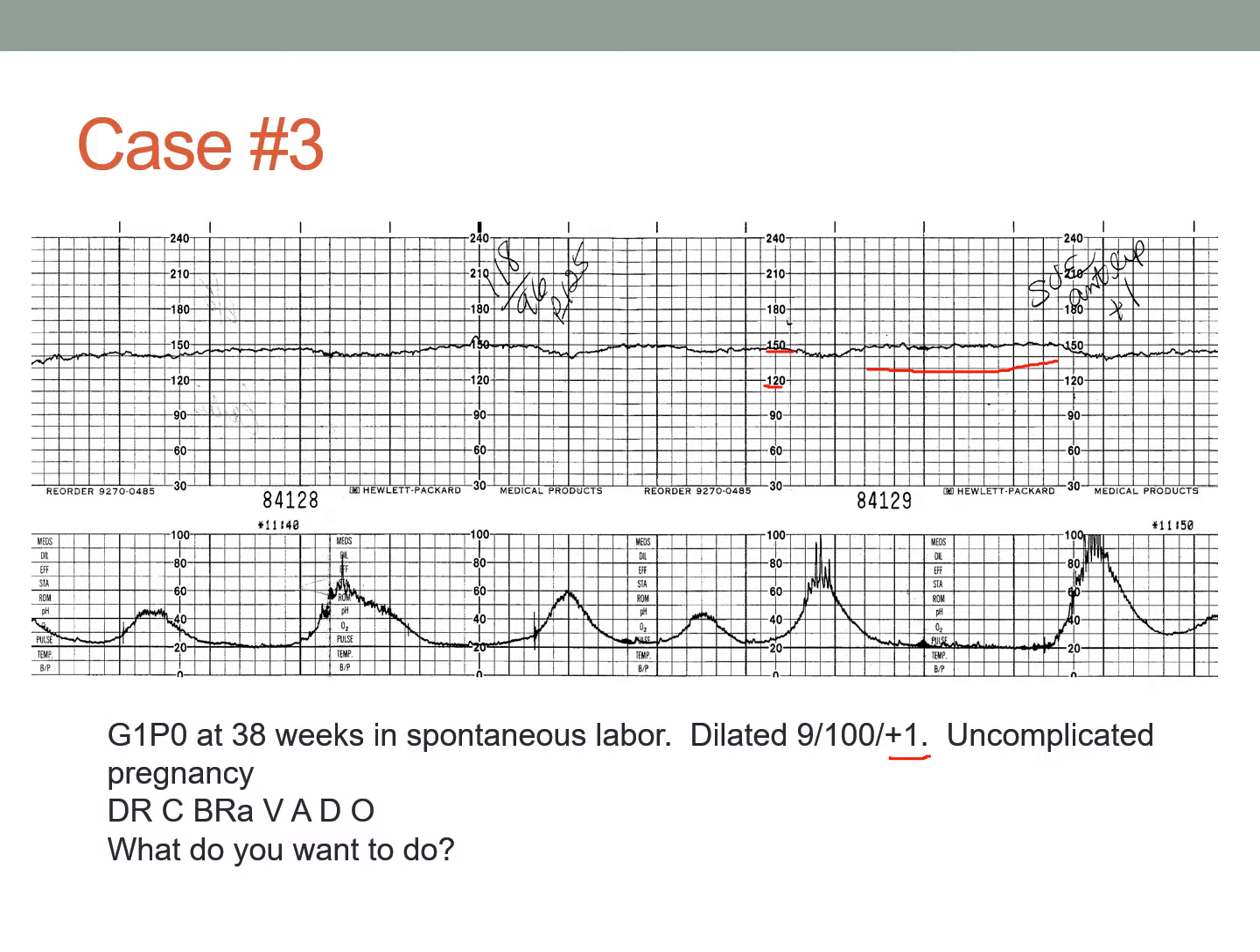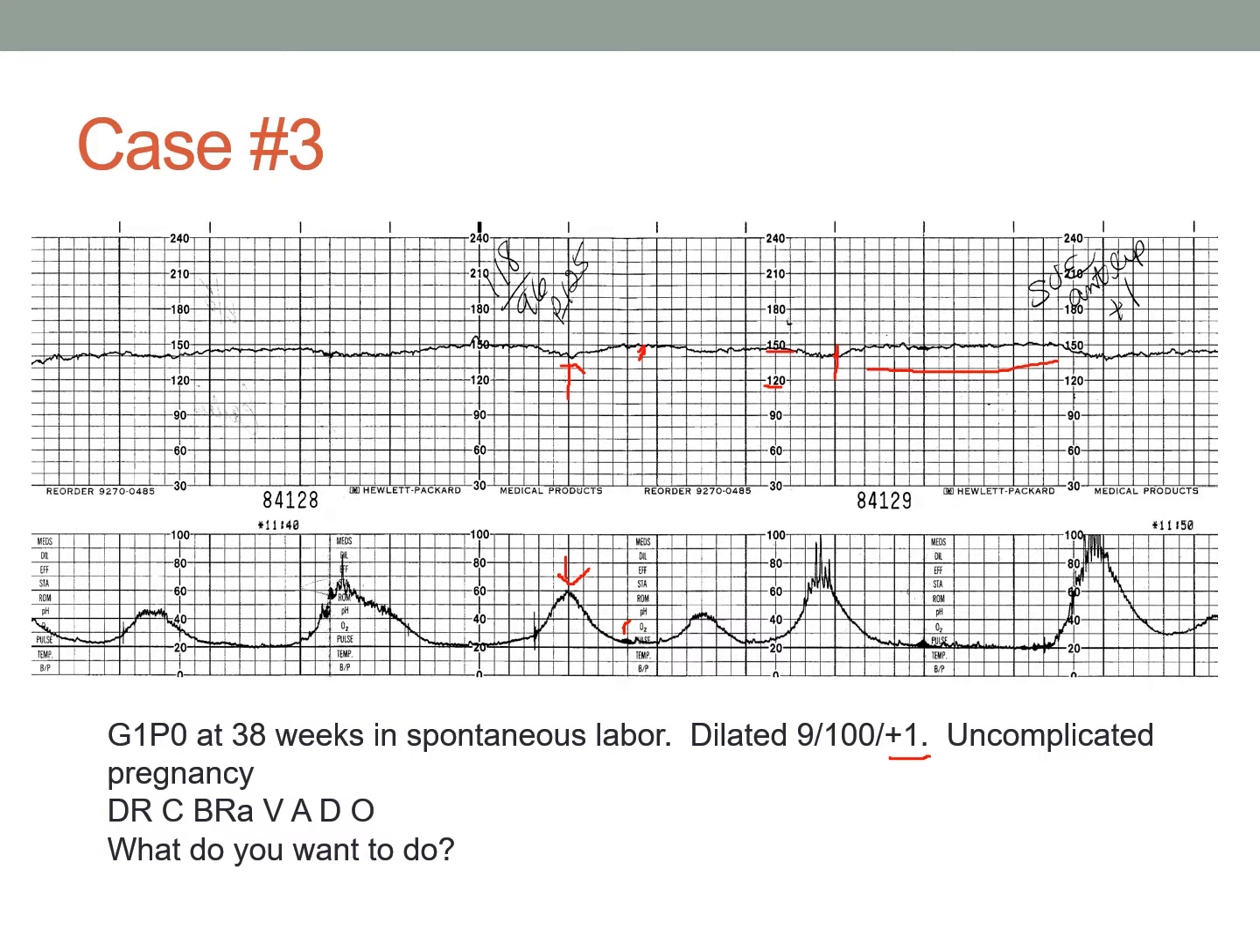So let's take a look at this deceleration right here. The nadir of the decel matches the peak of the contraction. When this contraction is done right here, we're back to that baseline rate of 150. This one over here looks about the same. I would call these early decelerations. Overall assessment, this is a category 2 tracing.